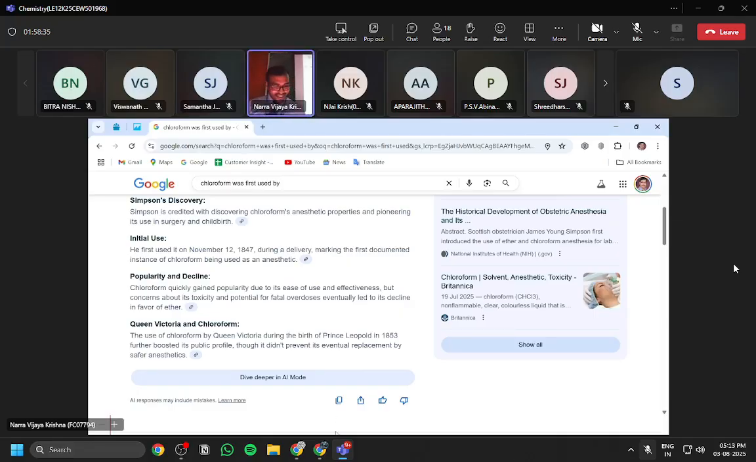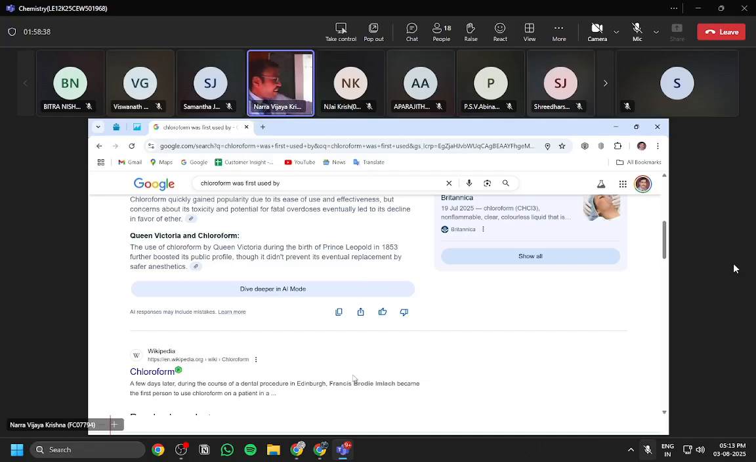Where? By Queen Victoria during the birth of Prince Leopold in 1853, which further boosted its public profile. Who is this Queen Victoria? There the bloodline changed. You know this, no? The Elizabeths are not the actual bloodline of the original England founders, correct? Scottish. Elizabeth belongs to Scottish.